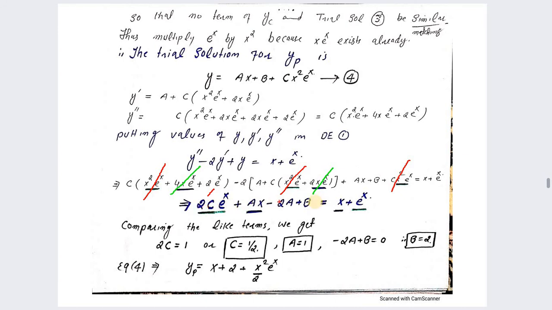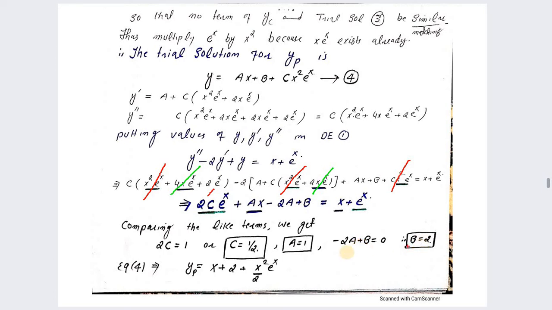This is the simplification comparing the like terms, so this 2c will be equal to 1, and from here we get c is equal to 1 over 2, this a is equal to 1, and this constant term will be equal to, here we have no constant term, so this constant term will be 0. Putting the value of a, hence b is equal to 2.